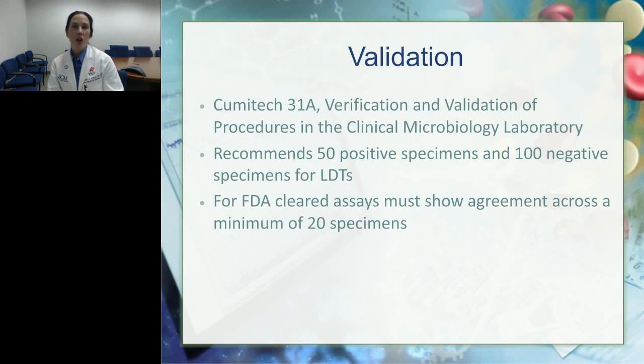That means if you are doing a lab developed test, you can't just test 10 specimens and say that's good. For the FDA cleared assays and the approved assays, all you have to do is show agreement. So a minimum of 20 specimens, and you should have roughly 10 positive and 10 negative, but you need to show agreement with another validated platform with those numbers.